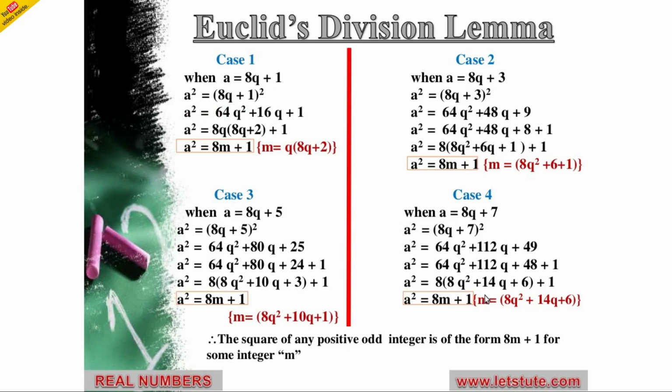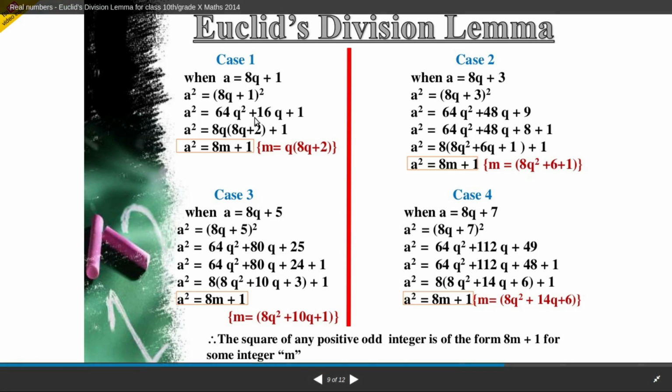So first case, a is equal to 8q plus 1. If I square it, what will I get? Again a plus b whole square. I will get 64q square plus 16q plus 1. Now simplify this to this form. How to simplify? Just take 8q as common from these two terms, then you will get q into 8q plus 1. Take it as m.